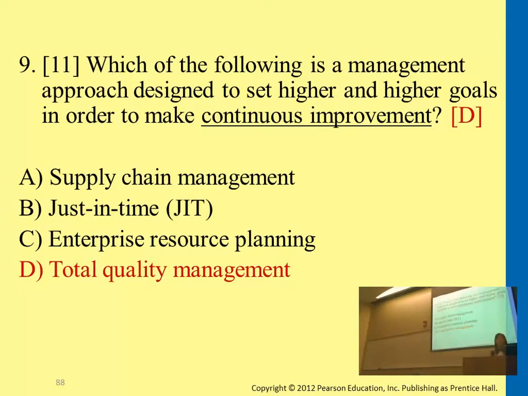Okay, JIT is just simply stating that we want to lower down the costs of the beginning materials and also the ending inventory costs. ERP systems, this is a system that helps the business to keep track of different departments' information on a real-time basis. Okay, supply chain management, we haven't talked about this. This is not in the scope of this course. Okay, so this will be D, total quality management.